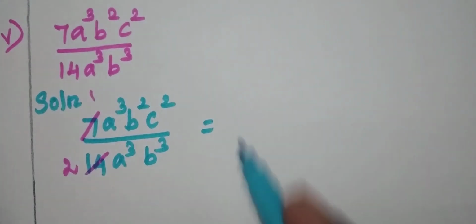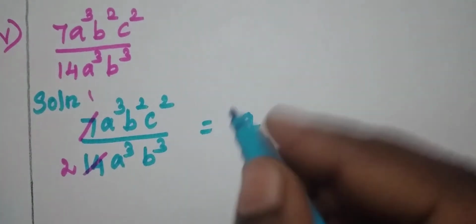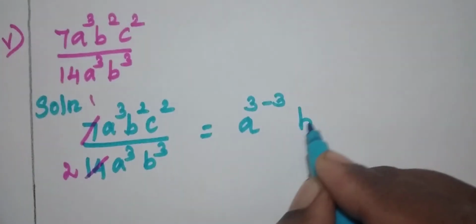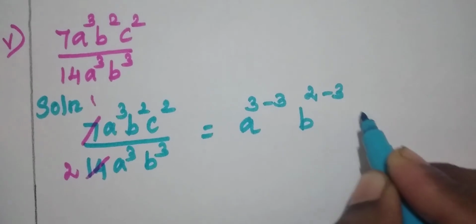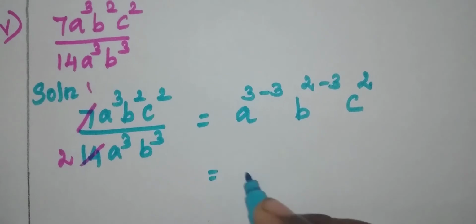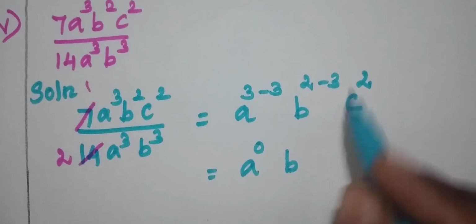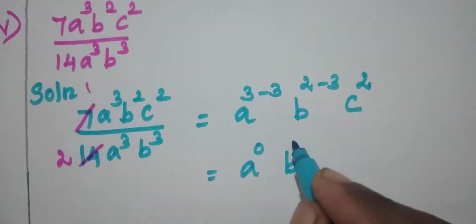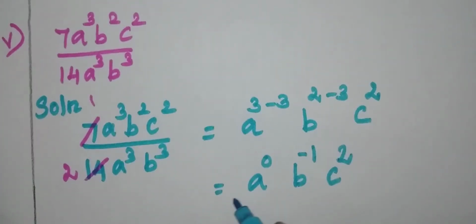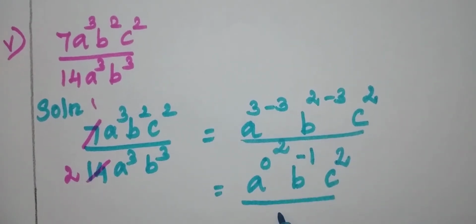So I can write the number as a power. What's the value of a power m divided by a power n? Yes, a power m minus n. a power 3 minus 3, b power 2 minus 3 and c power 2, which is equal to a power 3 minus 3 is 0, b power, what's the value of 2 minus 3? Yes, good, minus 1, then c square. And there is a 2 in the denominator, no? Yes, it's divided by 2.